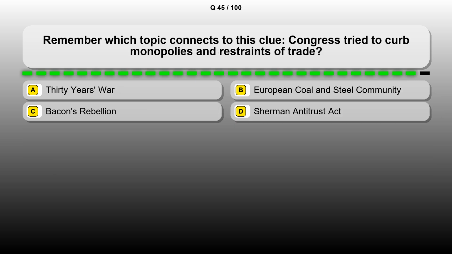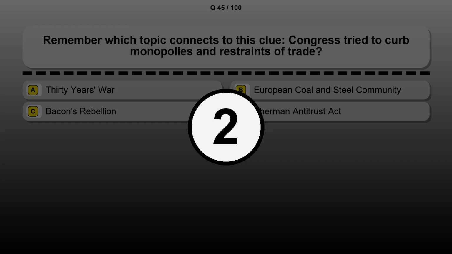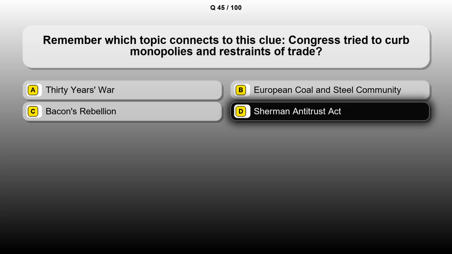Question 45. Remember which topic connects to this clue. Congress tried to curb monopolies and restraints of trade. Option A, 30 Years' War. Option B, European Coal and Steel Community. Option C, Bacon's Rebellion. Option D, Sherman Antitrust Act. The correct answer is option D, Sherman Antitrust Act.